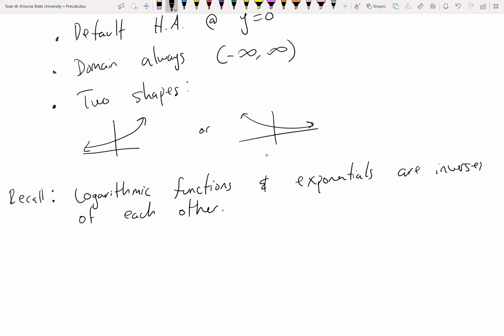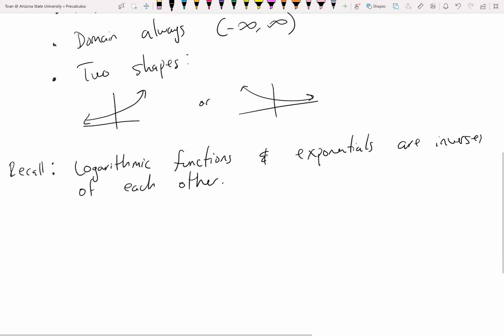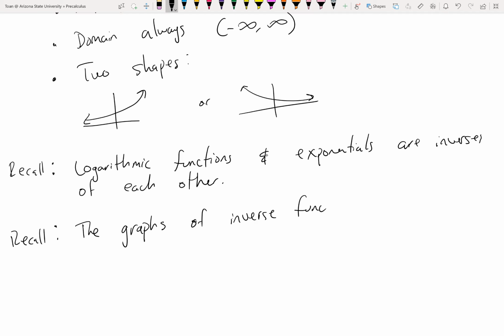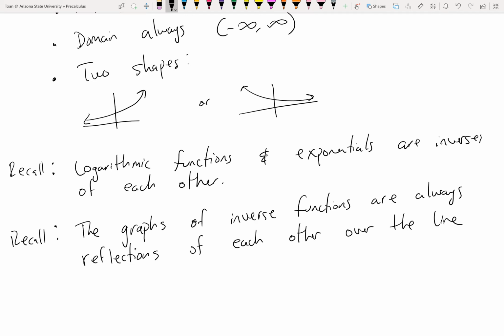Well, so what? Okay, that's great. That's a neat trivia fact. Why does that help us? And this is the last recollection that we need to have. Back in Unit 2, we talked about inverse functions, and we should have seen that the graphs of inverse functions are always reflections of each other over the line y equals x.